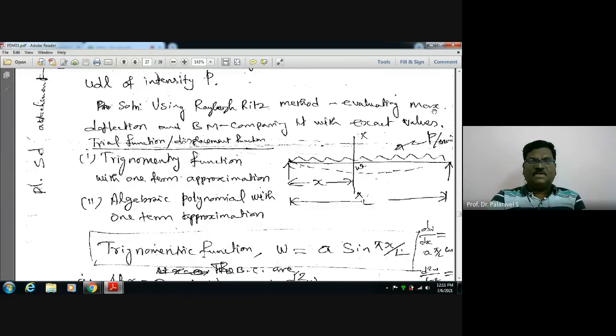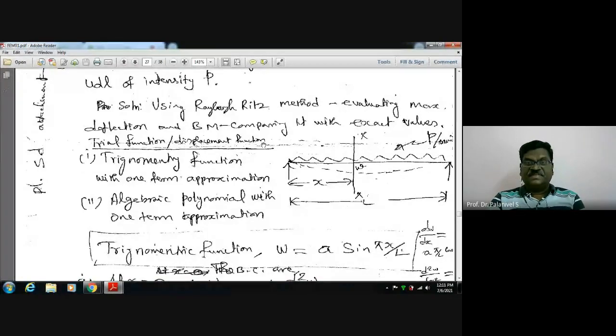Now we are coming to the governing functional. First, we are going to get the governing functional. First, we assume the field variable, the deflection. What is the field variable here? The deflection along the length of the beam. The small w is the field variable. First, I am going to assume the field variable. For that, we call it a trial function or displacement function, which I am going to choose.